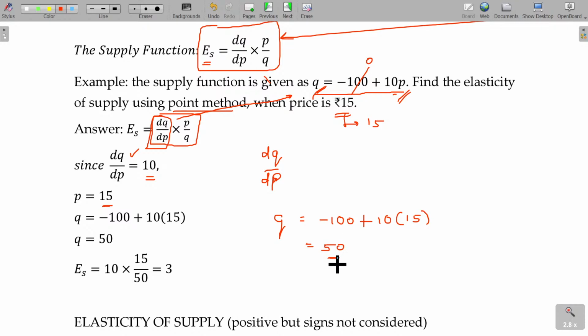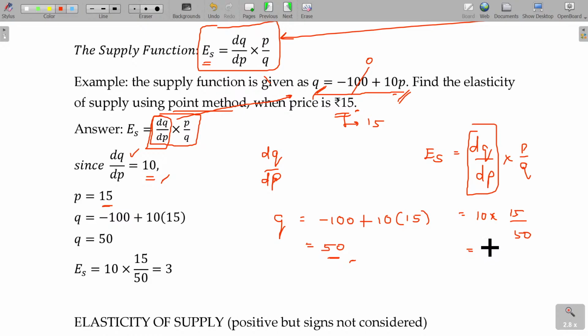50. Am I right? This is 50. Elasticity of supply, the formula being dq by dp into p by q. This dq by dp is already calculated, which is 10, multiplied by price by quantity. So price is already given, the value being 15, and q we have found out using the same equation, which is 50. Then the ultimate elasticity of supply in this case is 3. Is that okay? Come on, make a note of this.